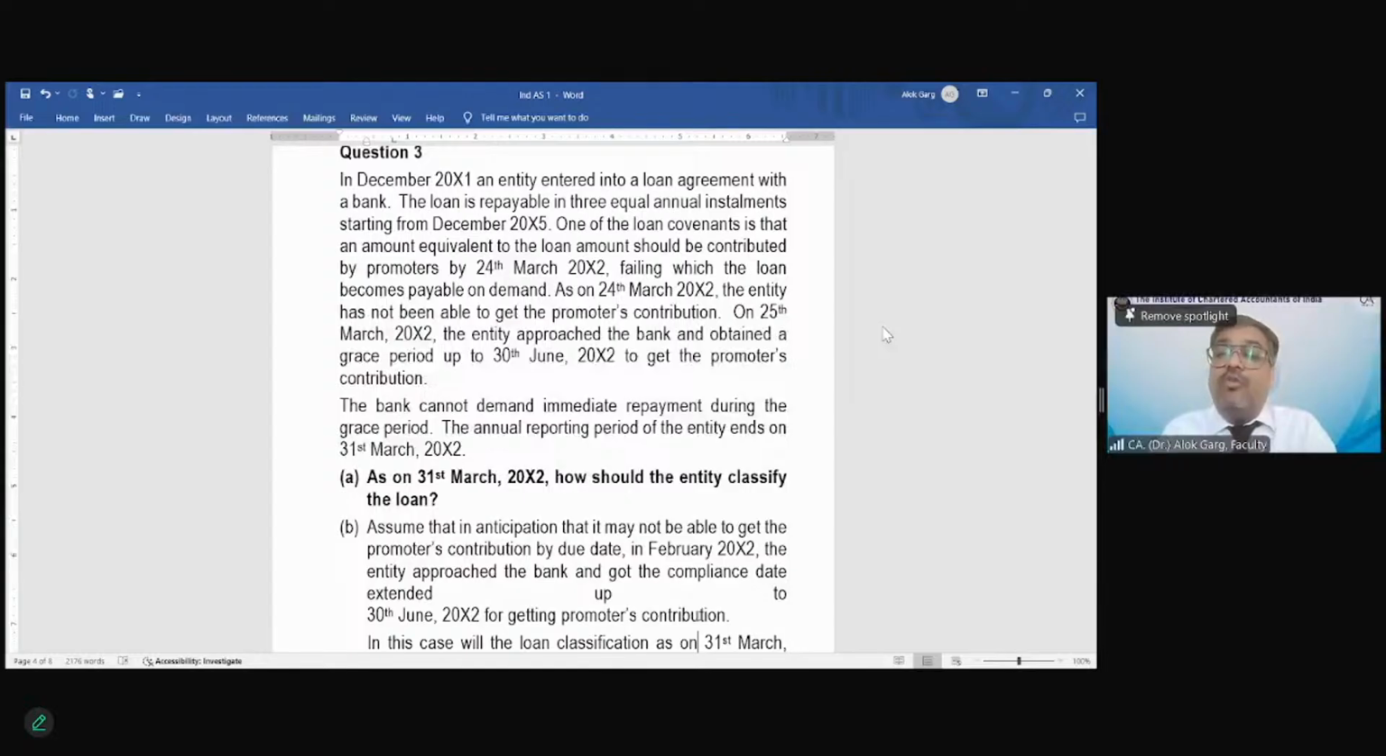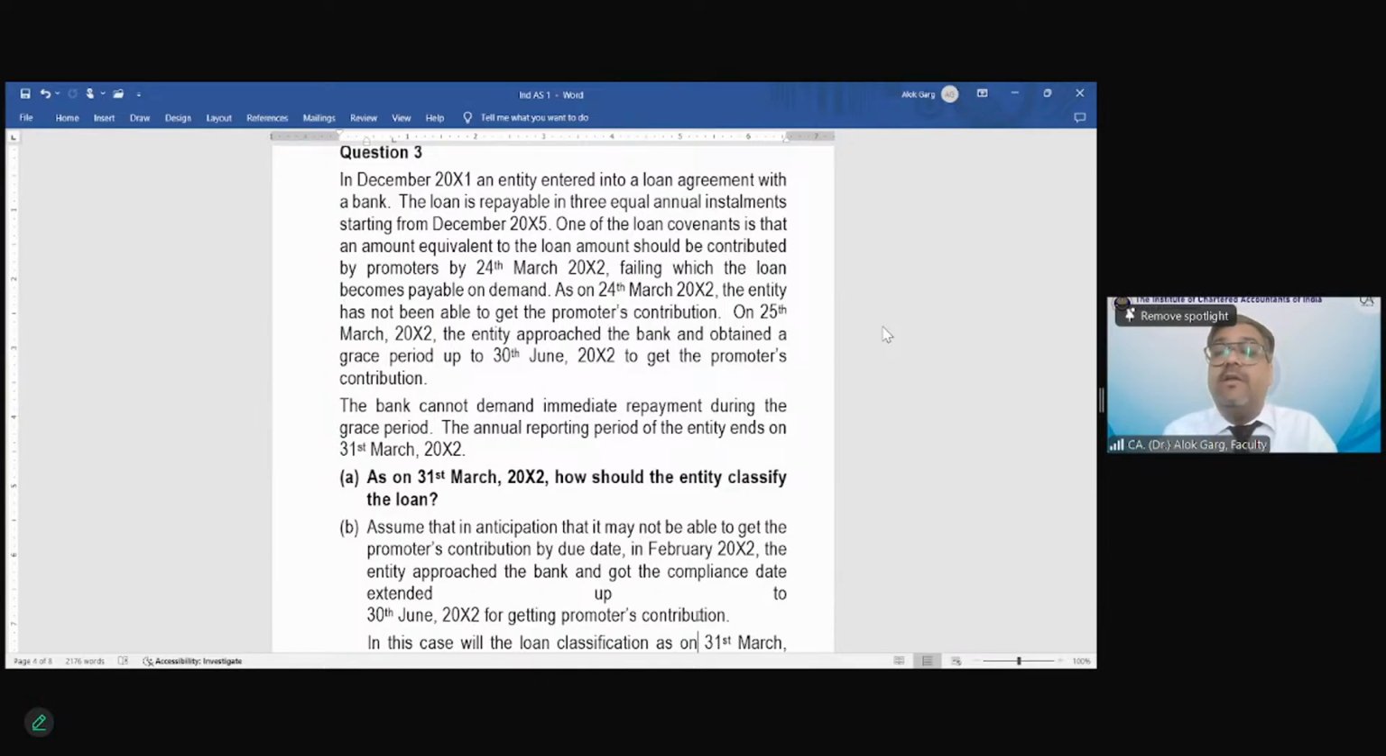You will not say that no, I will not make the promoter equity contribution and hence I will show this liability as a current liability. You have to wait till 30th June, till the time the event has to happen. When the event happens, for example, the promoter has not contributed the equity, in that case that liability will be classified as a current liability. But you have to wait till 30th June, because on 31st March, on the reporting date, the compliance date is still 30th June. The company has not actually breached.